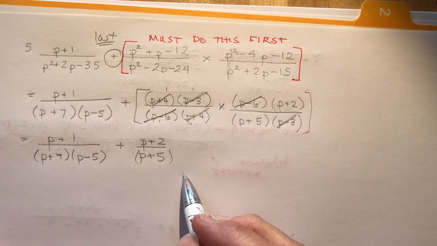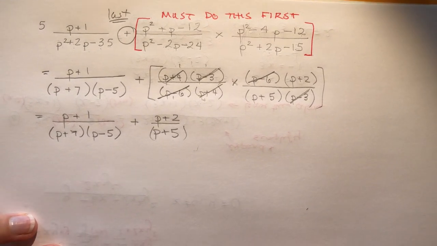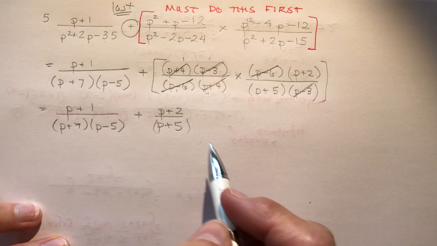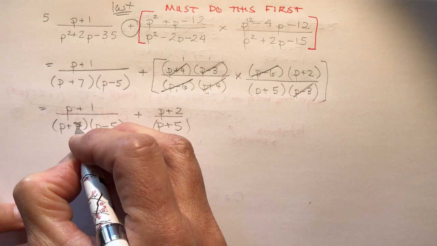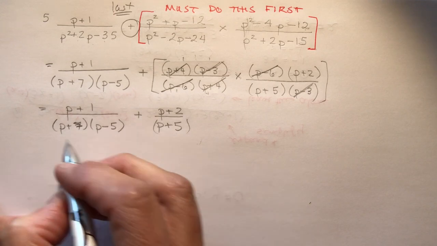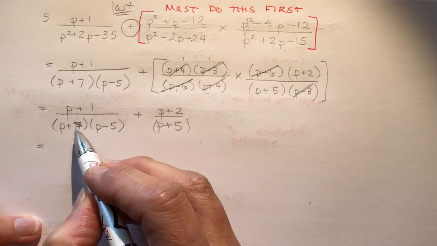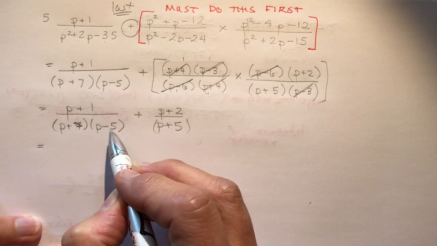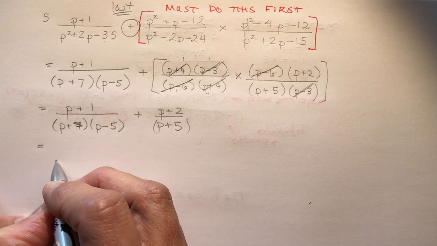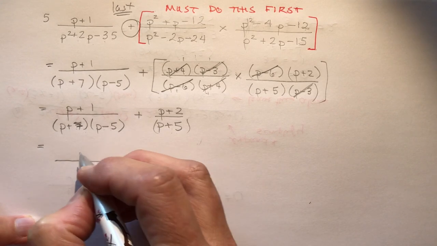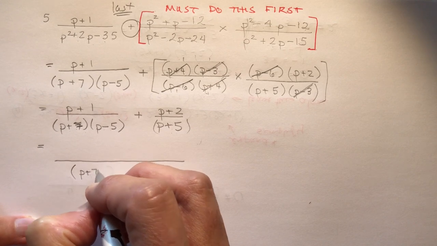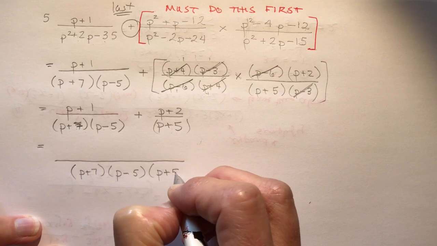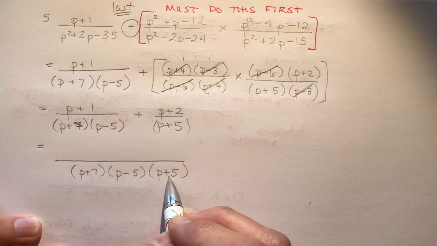And now I look to the denominator and I say, okay, well, what can I use for a common denominator to add these together? Now, this isn't a very nice one. Sometimes they're a little bit easier to work with. But this one, I'm going to have to use all of these three things because nothing is the same, right? Every little bracket here has a different value to it. So I'm going to make this P plus 7 times P minus 5 times P plus 5. And you may recognize that this is a difference of squares.